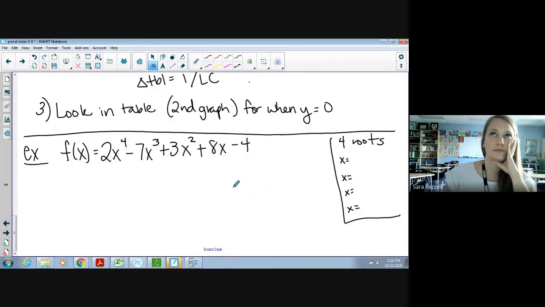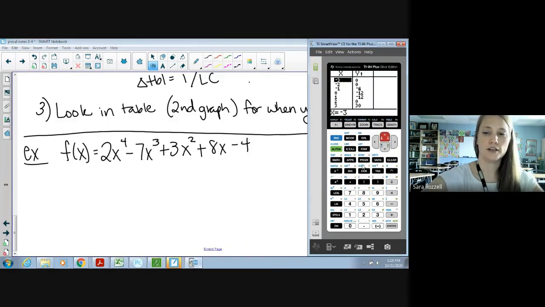Okay. Is the leading coefficient 1? No, our leading coefficient is 2, which tells us that we could have some fractions because 2 can be in the denominator, right? So we're going to change our table set so that it picks up on the halves. That's why we change our table set. So let's go ahead. We're going to put this into our calculator.